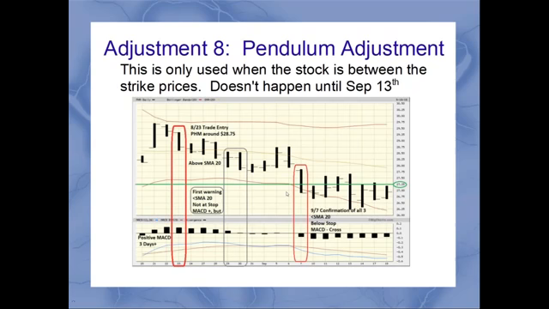All right. Number 8, speaking of now becoming bearish. We call it the pendulum adjustment. I only use this when the stock is between the strike prices. That's the best time to do the pendulum adjustment. On 9/7, it was just below our short put. It closed at about 26.80, 26.90. I wouldn't have used number 8 at that time. I would have waited until later, probably right around September 13th or 14th, right in here.